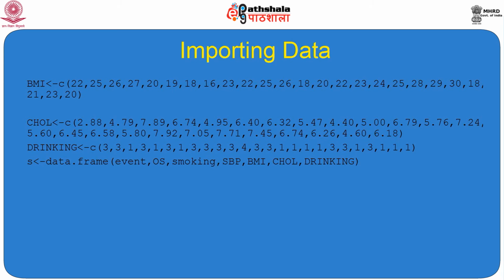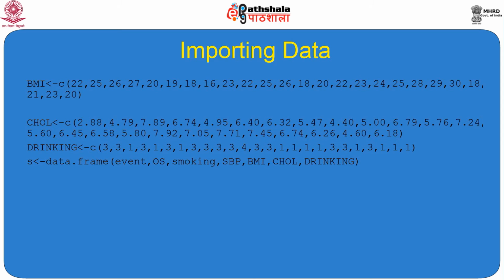Now coming to the other variable, BMI. Here BMI stands for body mass index. It is generally assumed that if it is more than 20, then the BMI is quite normal. So for all individuals considered in the study, BMI is given as 22, 25, 26, 27, like that. The next variable is CHOL. It stands for cholesterol level.